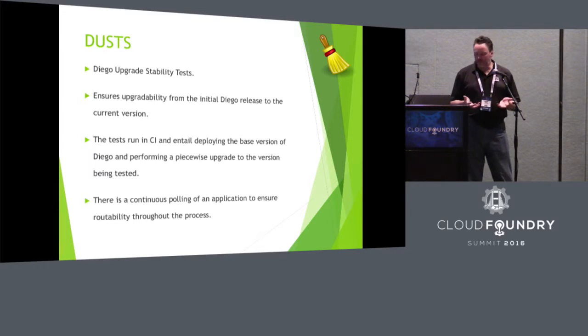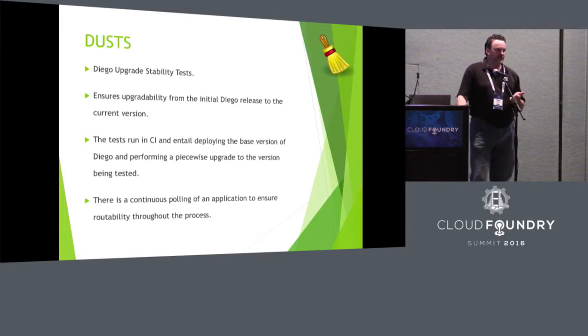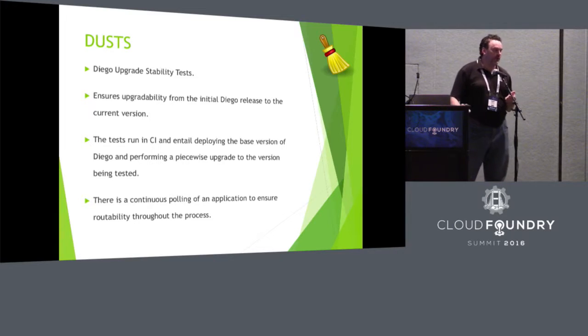Now, some of the things we're going to be able to do is we're going to upgrade CF to the current environment, and update Diego in a piecewise fashion. So we'll update, say, just a single cell. We'll stop a cell, make sure things are still running, or we'll then upgrade just the brain components like the CC bridge or some of the other components within Diego.